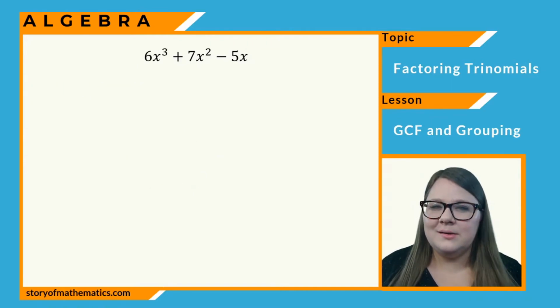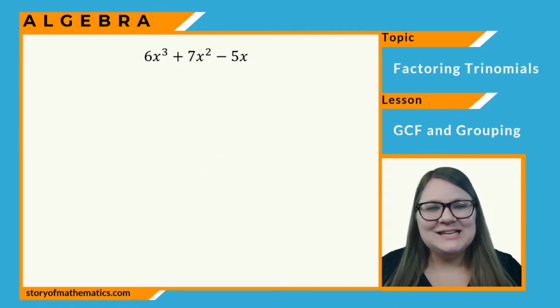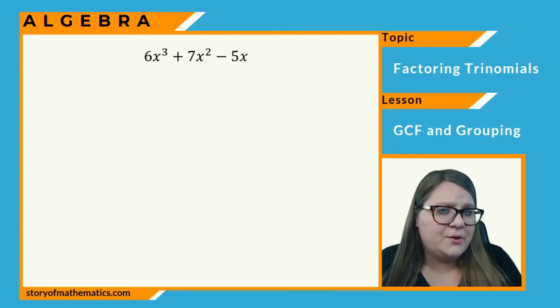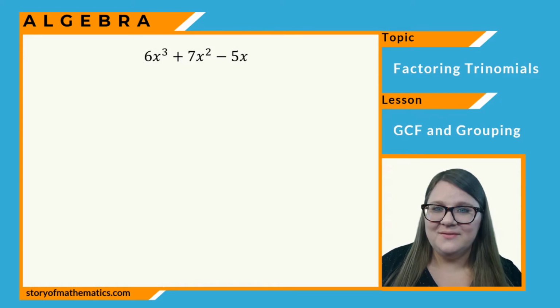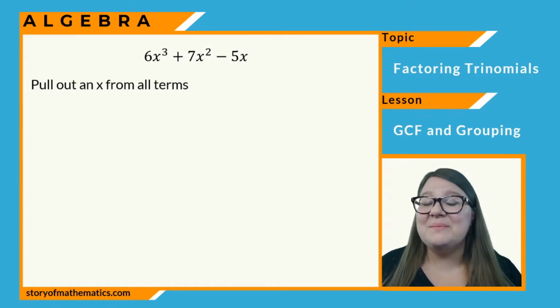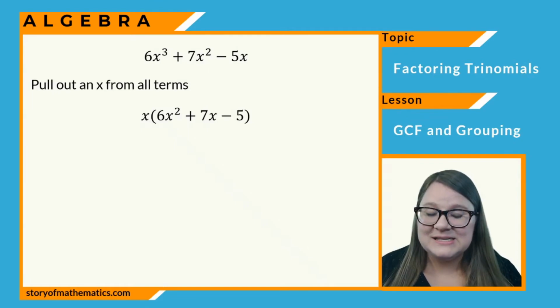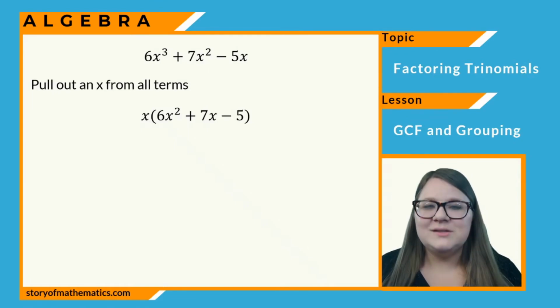What if I gave you another problem that looks like this? 6x cubed plus 7x squared minus 5x. Is there a greatest common factor this time? Yes, there is. So there is an x that we're going to pull out of every term. Then what's left inside my parentheses is still factorable. So I'm going to see if I can find out how to do that.